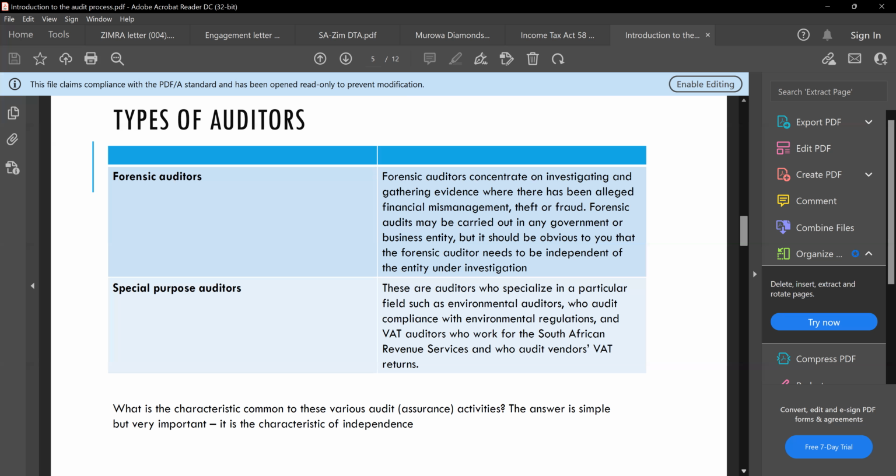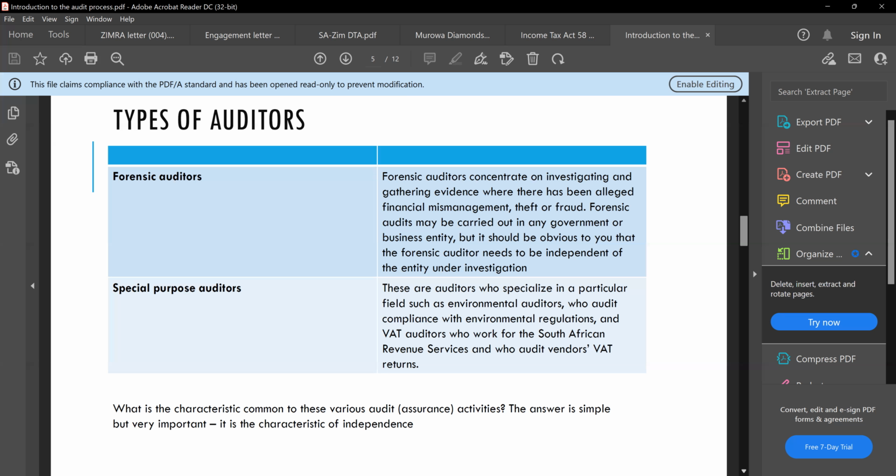Then lastly, we have special purpose auditors. These are auditors who specialize in a particular field, such as environmental auditors who audit compliance with environmental regulations, and VAT auditors who work for the South African Revenue Services and who are responsible for auditing VAT returns. So they are special purpose auditors.